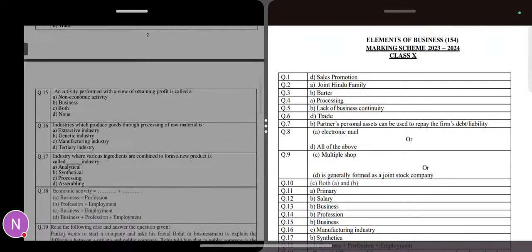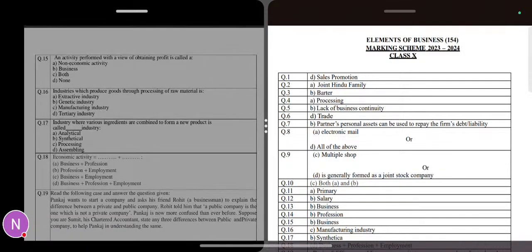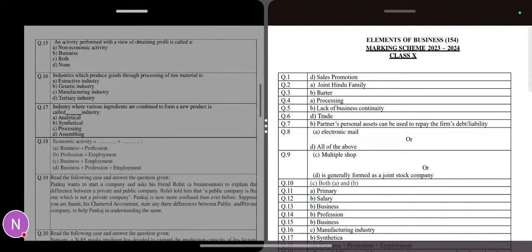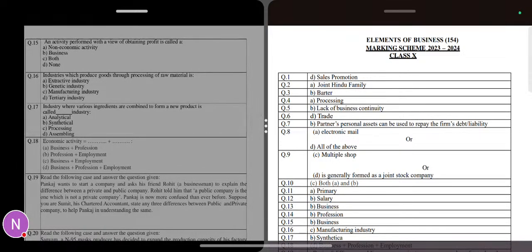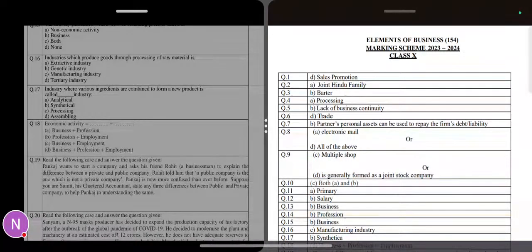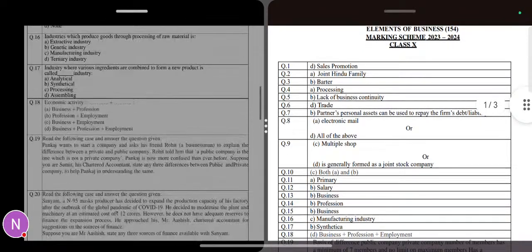16th question. Industries which produce goods through processing of raw material is extractive industry, genetic industry, manufacturing industry, or tertiary industry. So the correct answer is manufacturing industry, option C. An industry where various ingredients are combined to form a new product is called as dash industry. It is called as option B, synthetical industry.